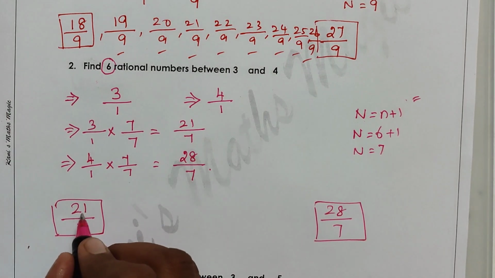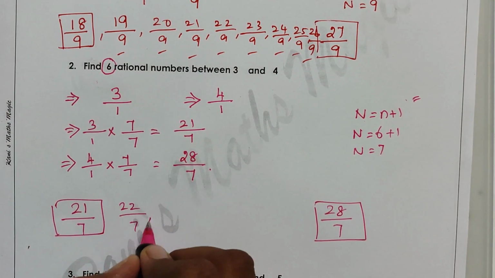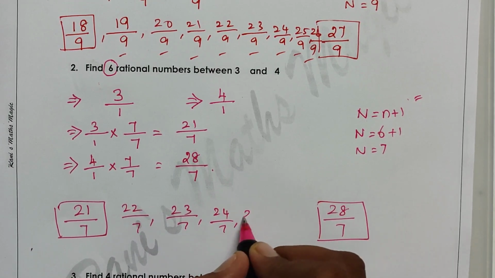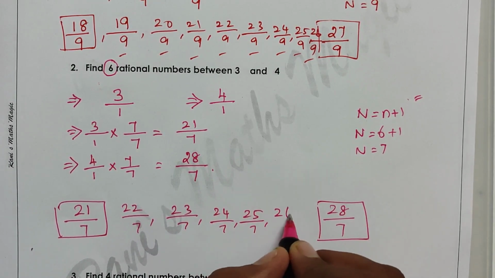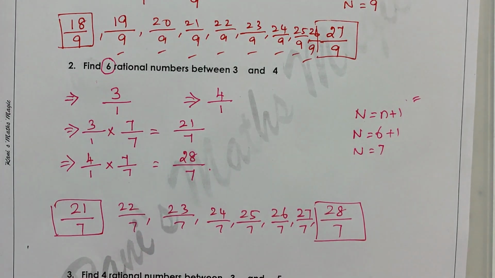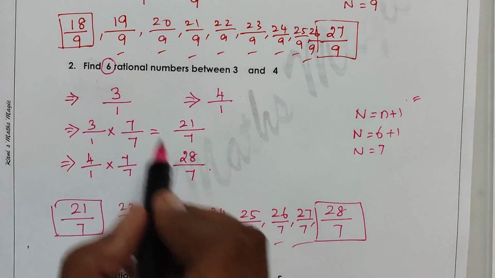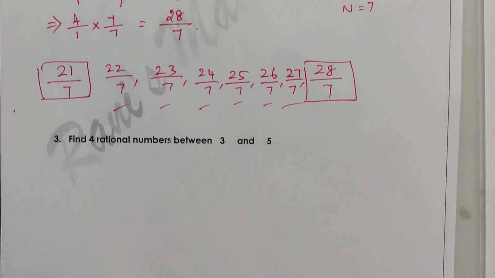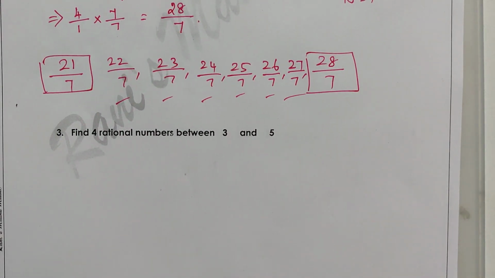Okay. So 21, after that 22 by 7. Next 23 by 7, 24 by 7, 25 by 7, 26 by 7, 27 by 7. Now we can just count, that is 1, 2, 3, 4, 5, 6. They are 6 rational numbers, so we did it. That's it. Next, likewise the same.